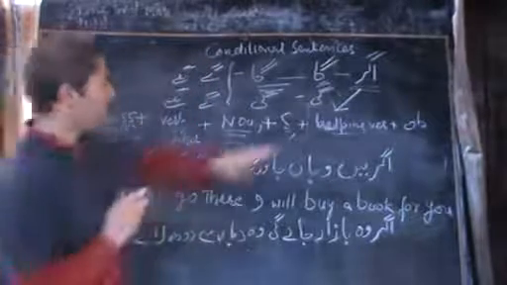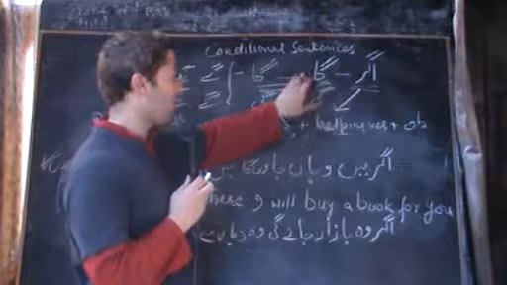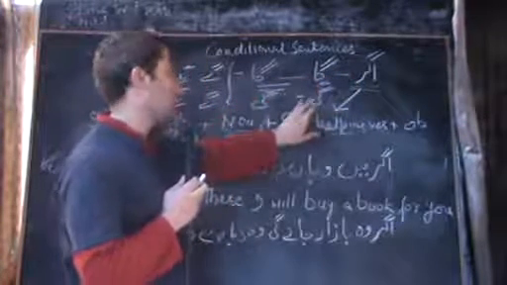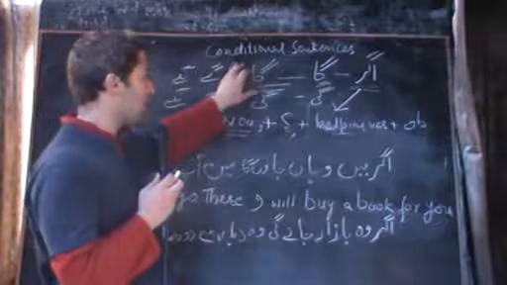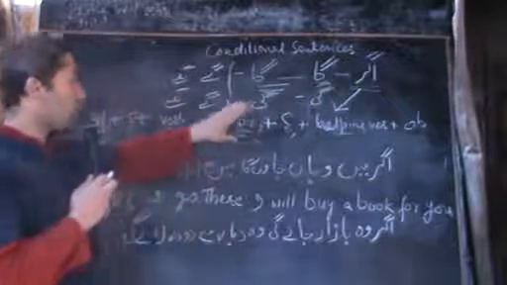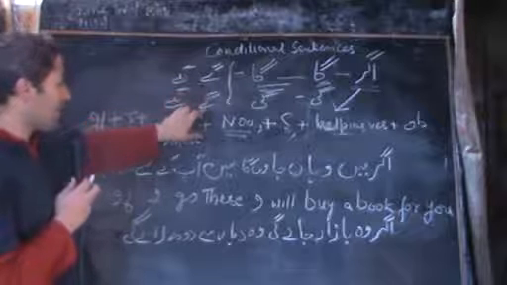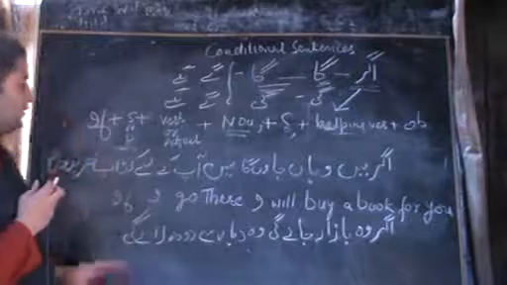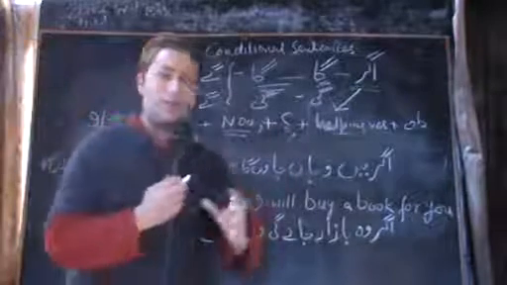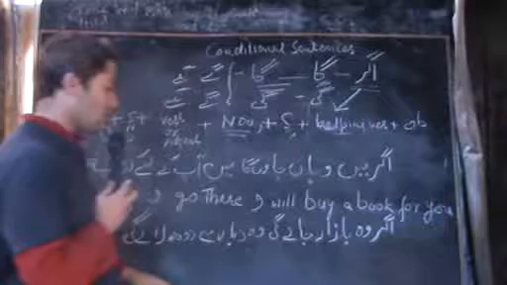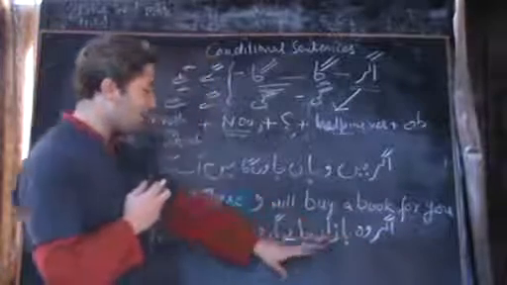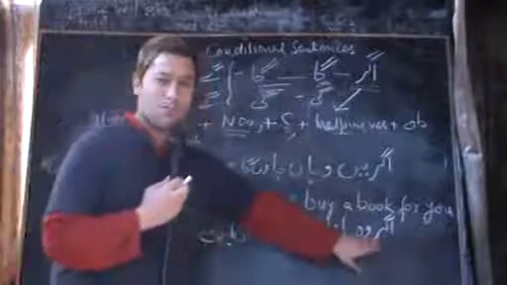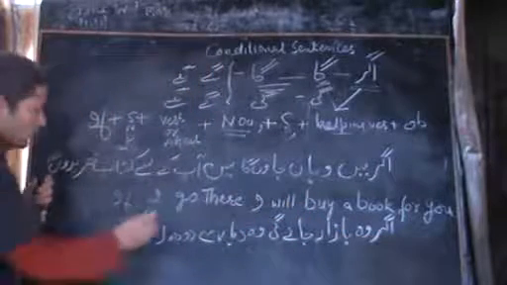So I did not inform you in the beginning. If our sentence's first part ends at ga, or it ends at gi, or ge, and the second part ends at ga, gi, ge, or honge, then we can use this formula if this is a conditional sentence. So the next sentence is agar wo bazaar jayegi, wo wahan se doodh laegi. So it's again a conditional one, and it ends at ga, gi, ge. So I will translate it here.